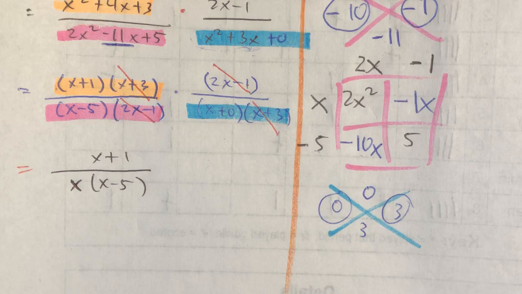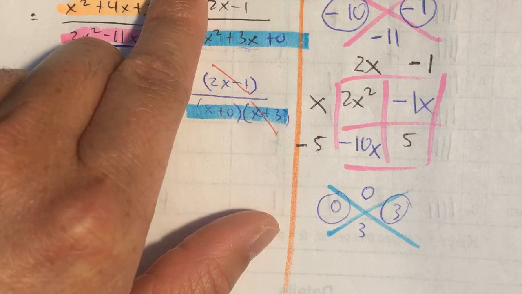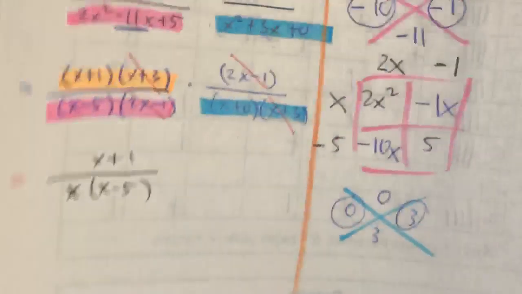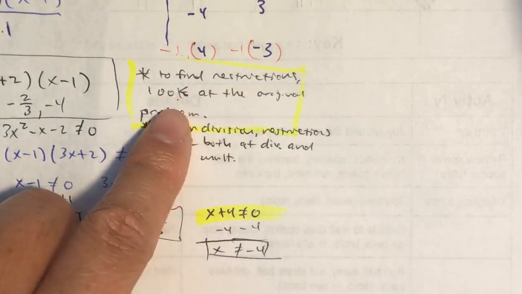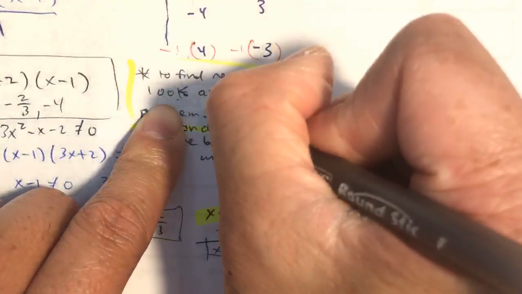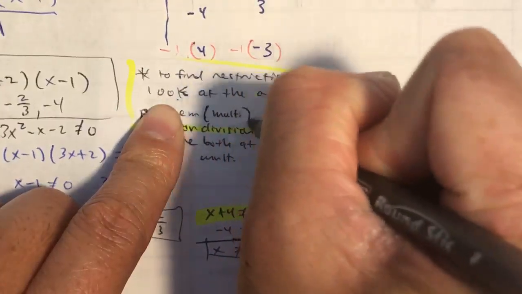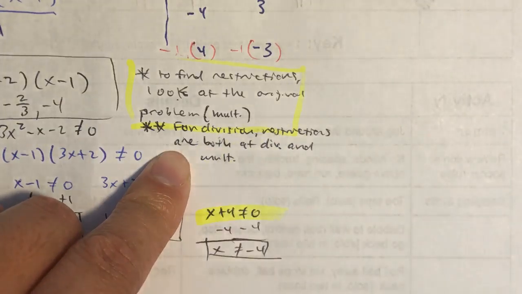All right, describe any restrictions for the variables. So now we're going to go back and look at division. So in the last problem, he said define your restrictions, look at the original problem. Now this works for multiplication. Let me write that. But for division, the restrictions are both at the division and multiplication. So let me point that out to you. What does that mean?